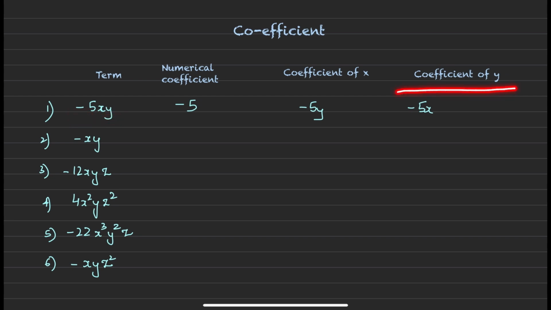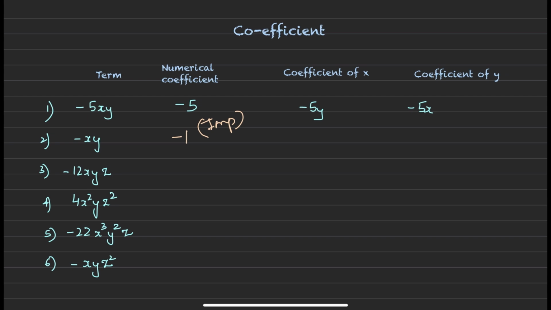What is the coefficient of y? Other than y, whatever is there in the term becomes the coefficient of y. So in this case, it is -5x. I will do one more with you. The next one, -xy. Yes, you cannot see a number, but -1 is the numerical coefficient. This is extremely important, which most schools ask. -1 is the numerical coefficient in the second case.